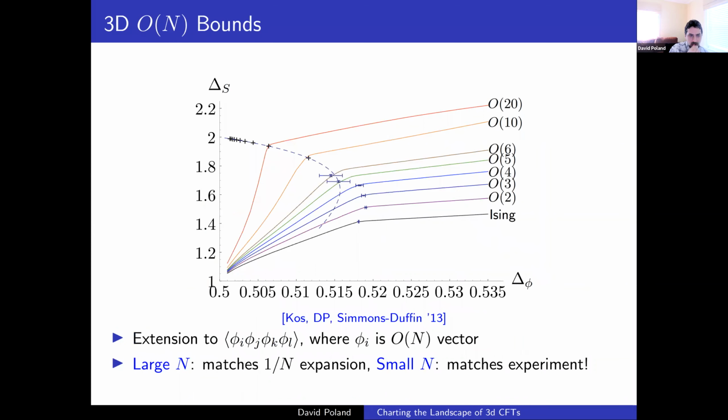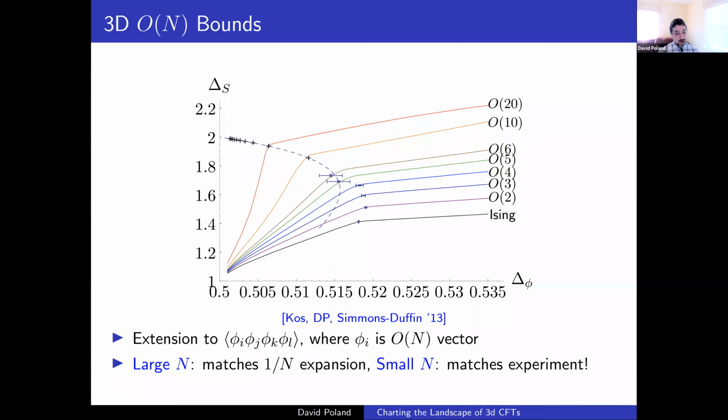So you can apply these numerical bootstrap techniques to the O(N) models. If you compute the basic bounds, looking at 4-point functions of phi_i, where phi_i is a vector under the O(N) global symmetry, you can take that 4-point function, expand it in different O(N) tensor structures, read off a crossing relation sitting in front of each tensor structure, and then plug that system of crossing relations into the numerical bootstrap. Then you can place bounds on scaling dimensions of different operators.